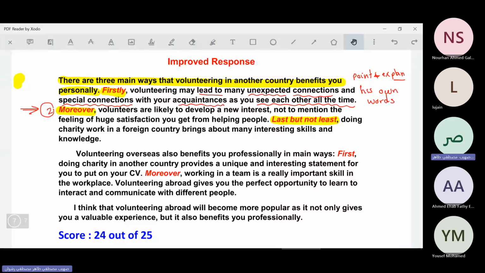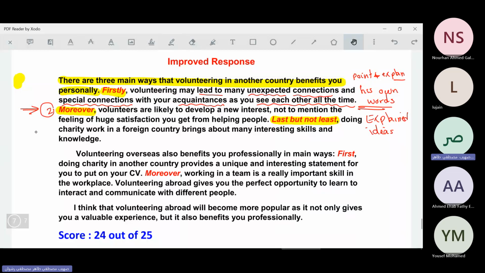Yeah, thank you. The student successfully achieved the paraphrases of the three points with their extension or explanation. He used cohesive devices very successfully here by using firstly, moreover, and last but not least. The structure of sentences is varied, using some complex, some compound, and some simple sentences. He didn't depend on the text, he explained the ideas using his own words.